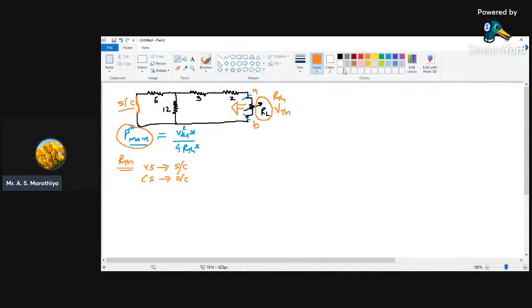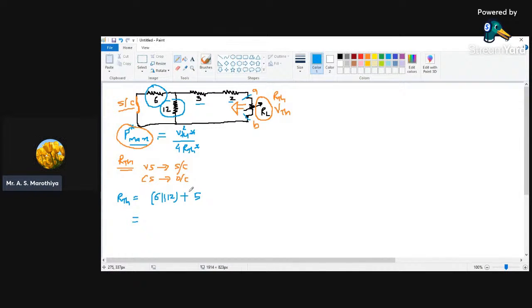Now let us try to find out what will be the value of this RTH. Now see here, this 6 ohm resistor and this 12 ohm resistor are now in parallel, and their equivalent will be in series combination with these two resistors. So I can write here RTH is nothing but 6 in parallel with 12, and this entire combination is going to be in series with these two resistors. That means 3 in series with 2. So I can write 3 plus 2, which is going to be 5. I hope this is clear to everyone. That is, RTH is nothing but 6 in parallel with 12 in series with 5.